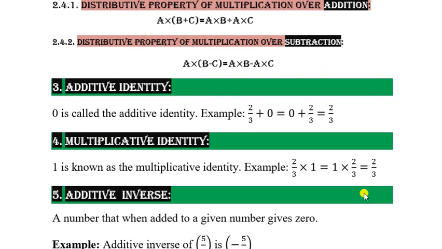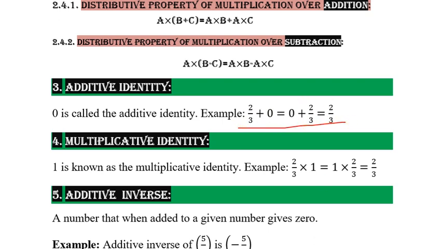Now I am going to the next, that is additive identity. What is additive identity? We know 0 is called additive identity, because if we add 0 with any number, the same number will come. One example you can see: 2 by 3 plus 0 is equal to 0 plus 2 by 3 is equal to 2 by 3 only. The same number is coming. That's why 0 is called additive identity.